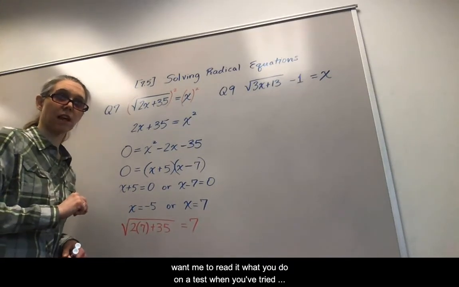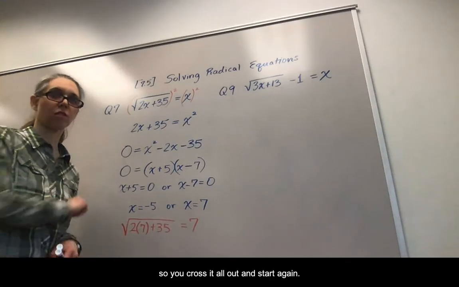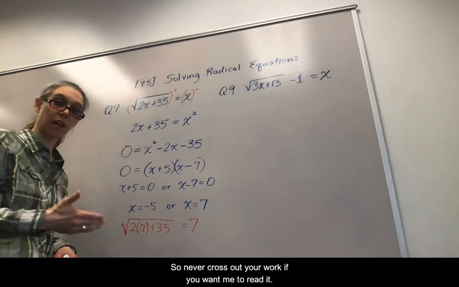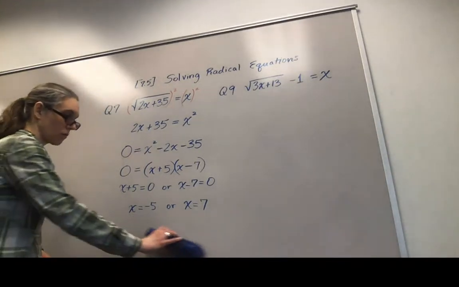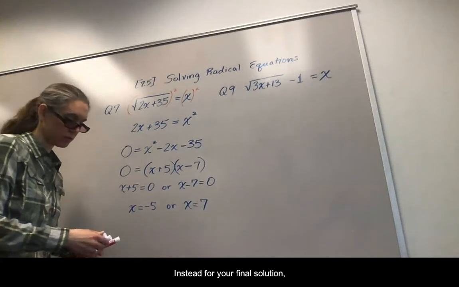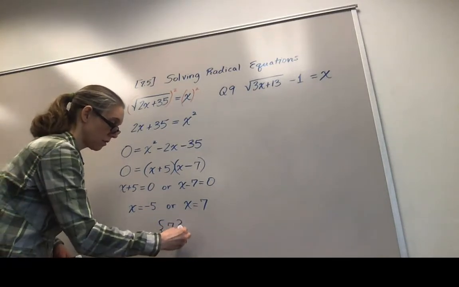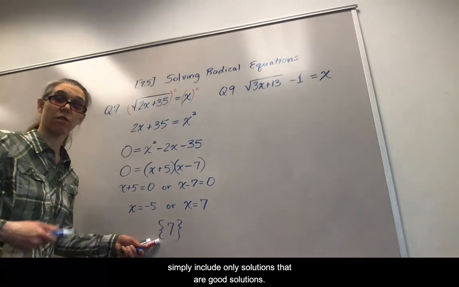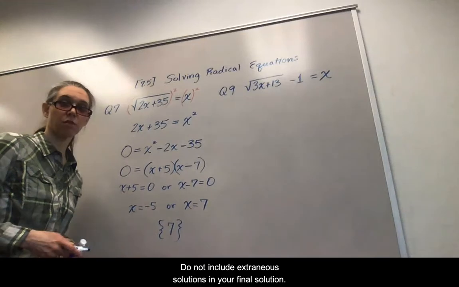That's what you do on a test when you've tried a problem and you know you've done it the wrong way, so you cross it all out and start again. So never cross out your work if you want me to read it. Instead, for your final solution, simply include only solutions that are good solutions. Do not include extraneous solutions in your final solution.